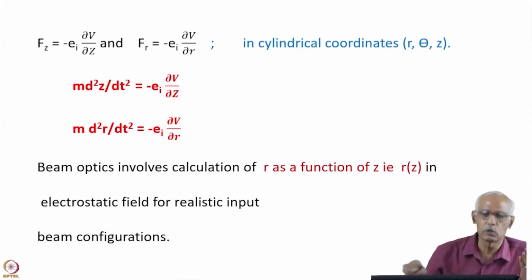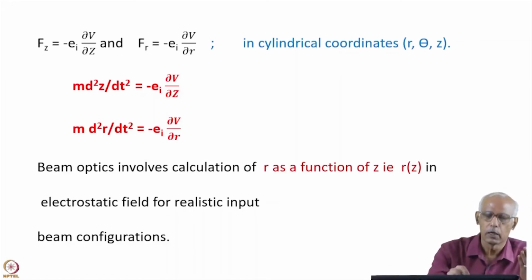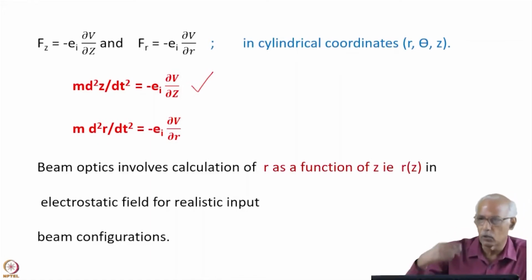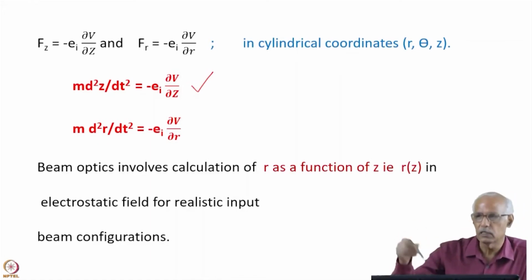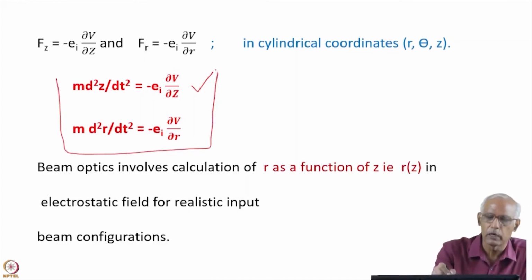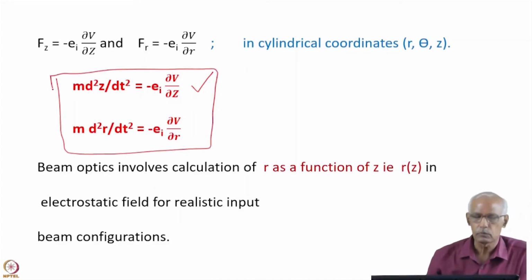So these are the two equations you have to solve, and they can be in Cartesian coordinates, or they can be written in cylindrical coordinates, z, r and theta. Theta will not appear because at each theta the r will be the same, and therefore you have to solve these two equations for ion optics calculations.